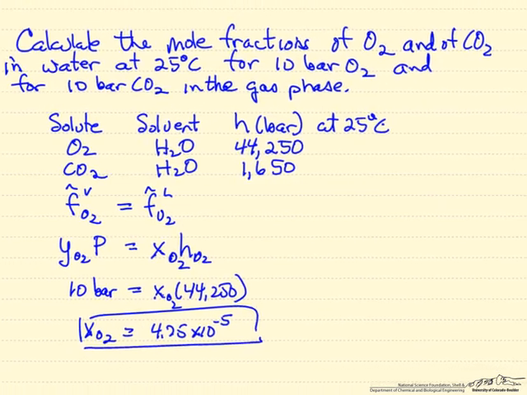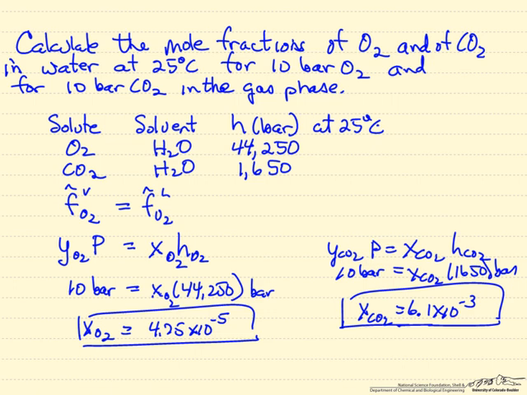And then the same calculations are shown for CO2 at 10 bar. Much smaller Henry's constant, so therefore a much higher concentration of CO2 in the liquid phase. Keep in mind, we're dealing with Henry's constant. We're talking about low concentrations of that component in the liquid phase, so we can model it with Henry's law.